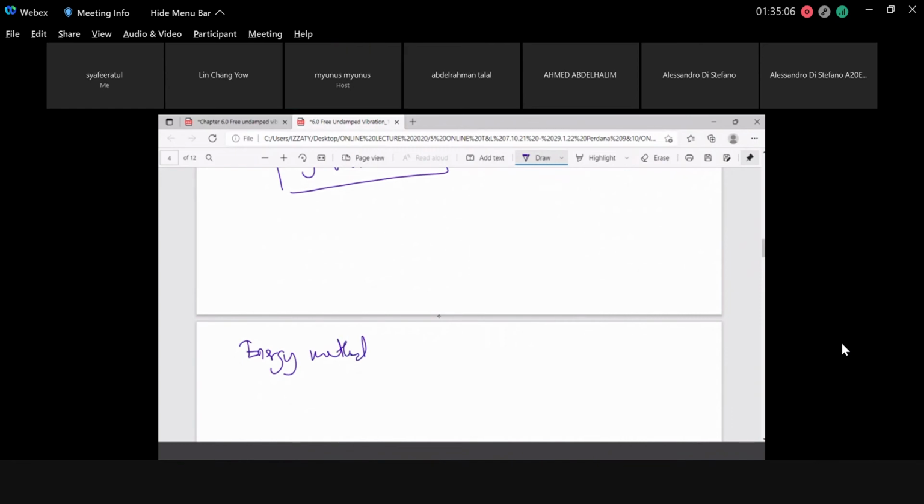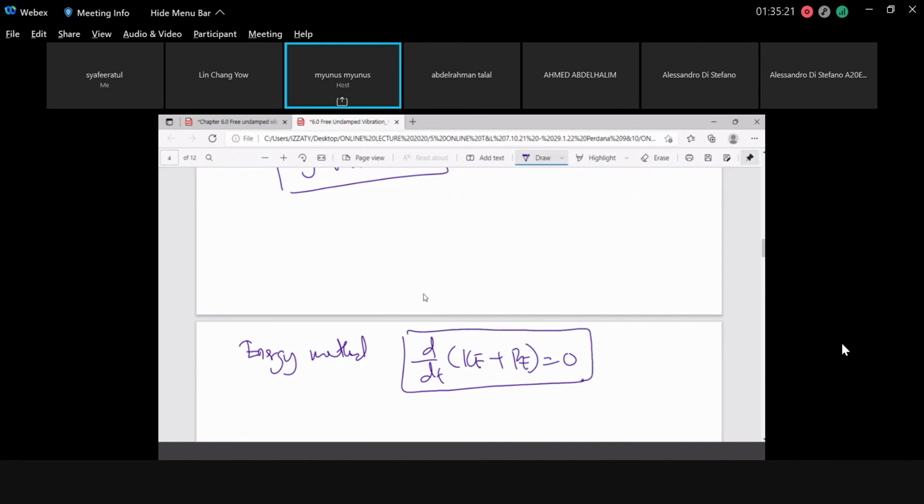In books, the equation of energy is defined by d by dt of (KE plus PE) equal to 0, isn't it? Yes or no? Or in my notes? Yes or no?